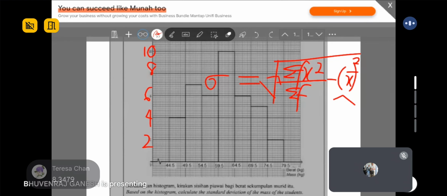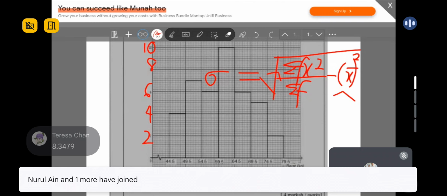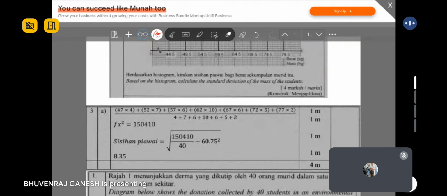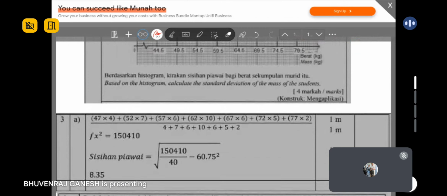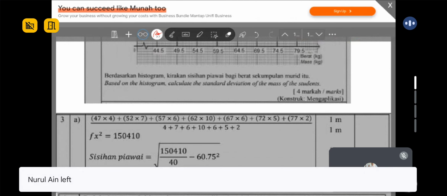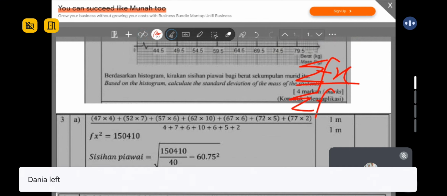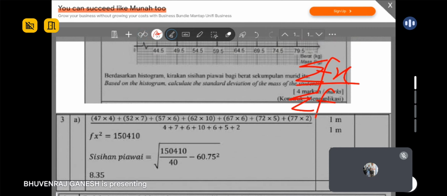Okay, very good. Teresa Chan, correct. Okay, your answer is 8.35, guys. You should get 8.35. Okay, so macam mana jawab? First step, you must find the mean. So how to find the mean? Sum of fx over sum of f. Ini adalah rumus mean. So you use this formula.